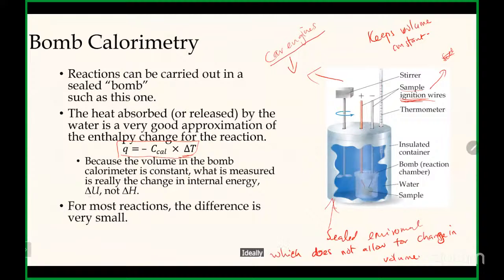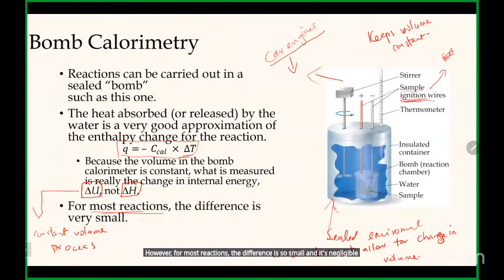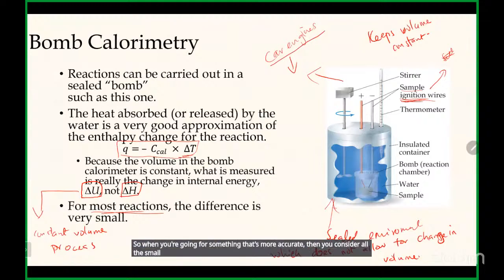Ideally, what you measure in a bomb calorimeter is the change in internal energy and not the change in enthalpy. That's because it's a constant volume reaction or process. However, for most reactions, the difference is so small and negligible until you are trying to work with a more accurate description. So when you're going for something more accurate, then you consider all the small changes in your pressure and volume. Remember that our H is U plus PV.